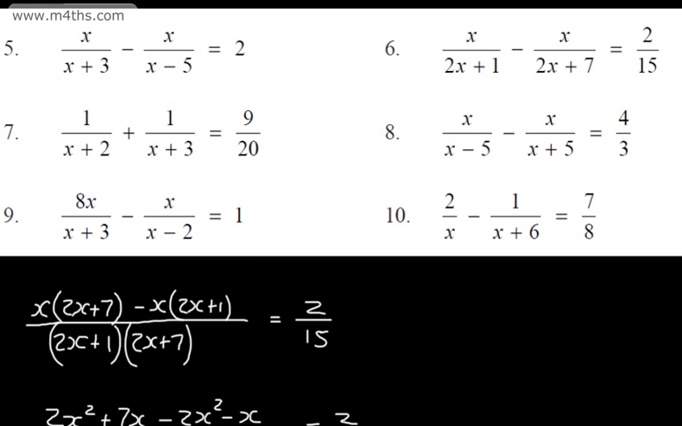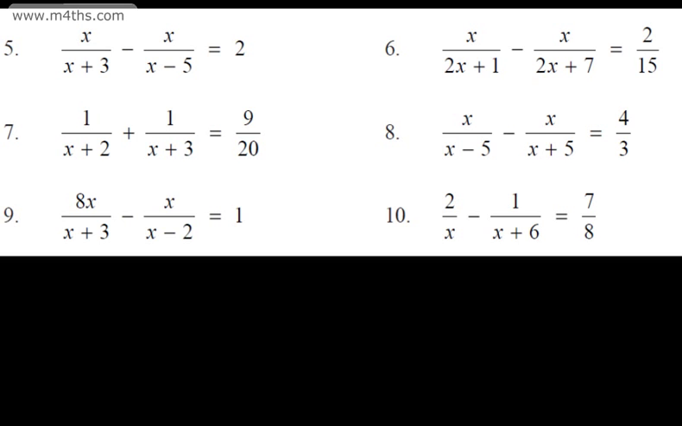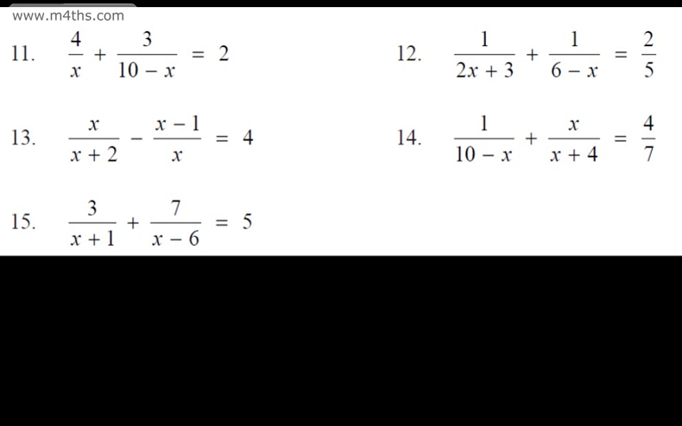Okay, let's just do 1 or 2 more. Let's see if we can get anything that's not going to be as nice as that in terms of the solving it. Okay, I think one of these is going to be a bit more interesting. So let's do this one. 1 over 2x plus 3 plus 1 over 6 minus x is equal to 2/5. So let's get the common denominator now, and the common denominator is going to be 2x plus 3, and then we're going to have on this one now 6 minus x.